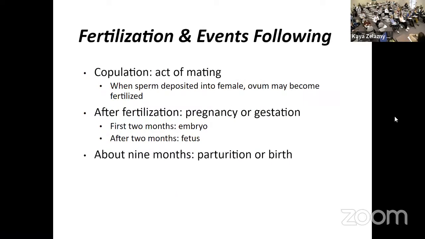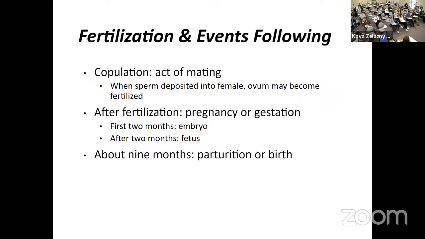So we're going to begin with fertilization and pregnancy, and then we're going to loop back to it at the end again. Right now we're talking about it because we're thinking about how we build a body plan, how we develop that. Copulation is a technical term for the act of mating. So for penetrative sex, where a sperm is deposited into a female and an ovum may be fertilized. After fertilization, pregnancy occurs, or gestation is the technical term for that.